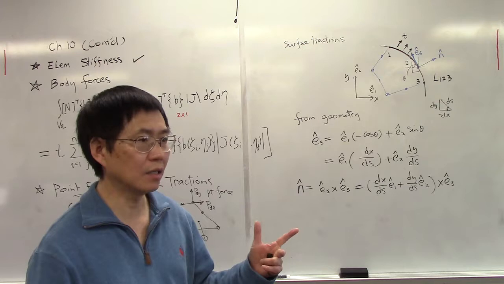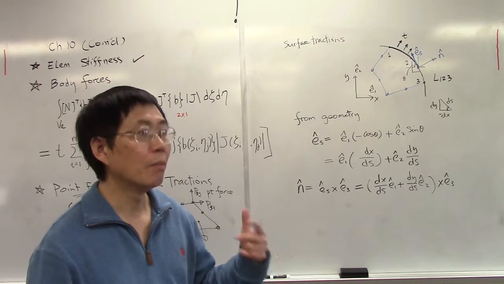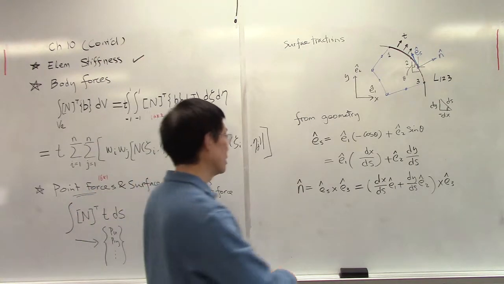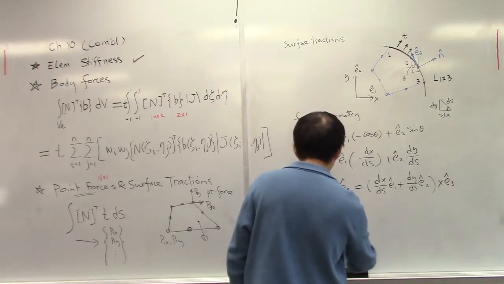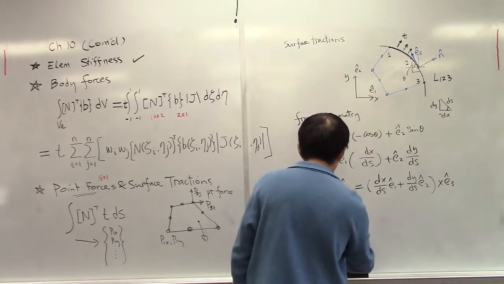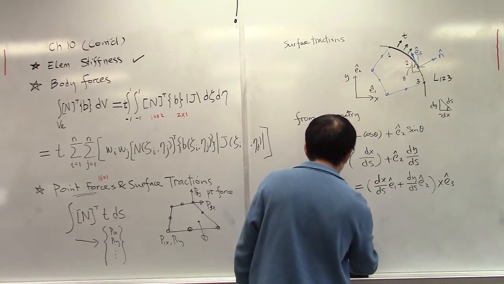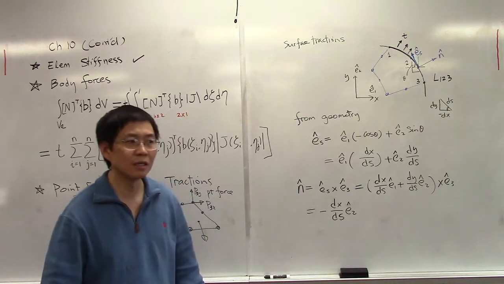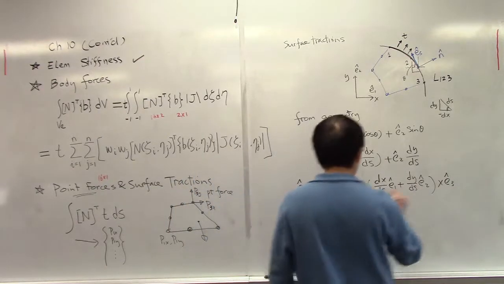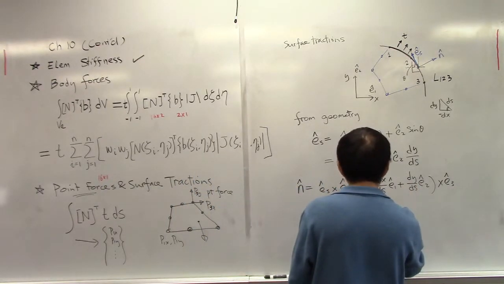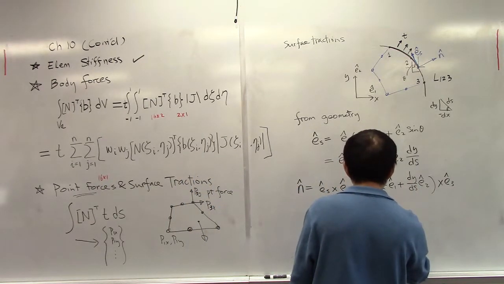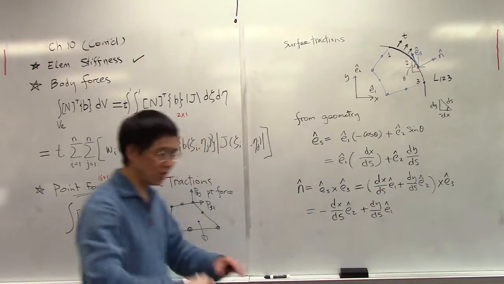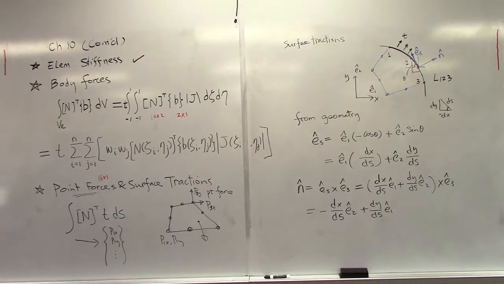In a Cartesian coordinate, minus E2. It points to E2, but it's minus. So the first one is minus E2, dx ds. E2 cross E3 is E1. So there's the cyclic thing. dy ds and then E1 vector. All right, so that's the expression for the normal component.